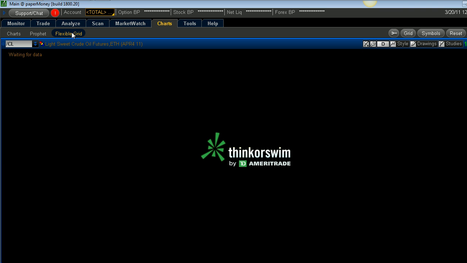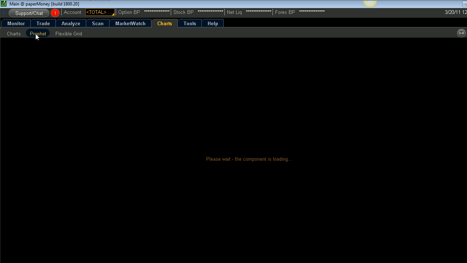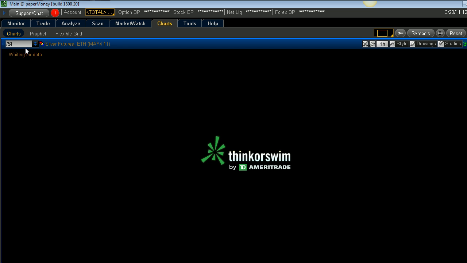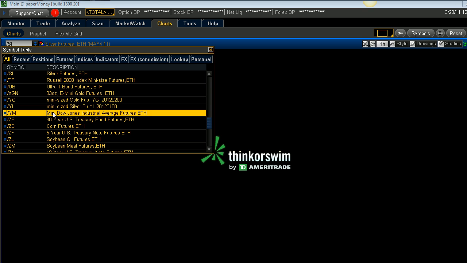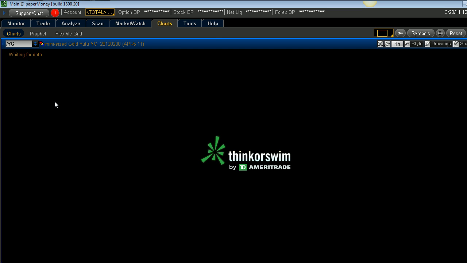Let's go over to this flexible grid. It might be down. It looks like Thinkorswim is having a problem with their data feed. Lovely. Let's check Profit and see if it's coming up. Nope, it's not coming up either. Let's try one more, and then I'm going to have to stop the video and restart Thinkorswim. Obviously the data's not coming out. It says waiting for data, but nothing's coming.